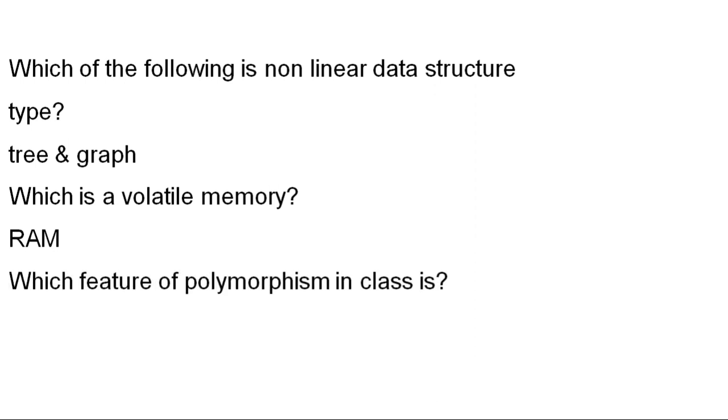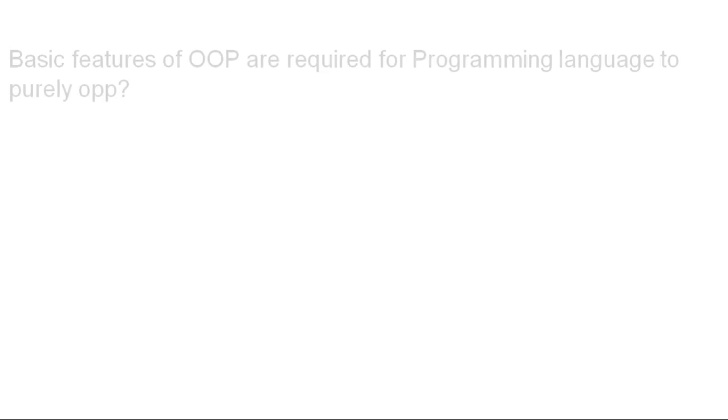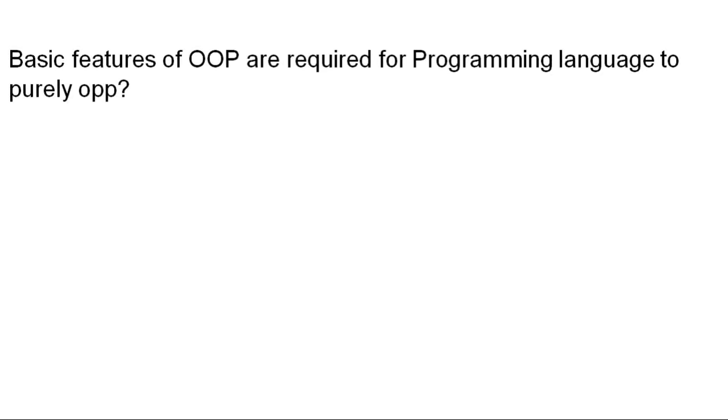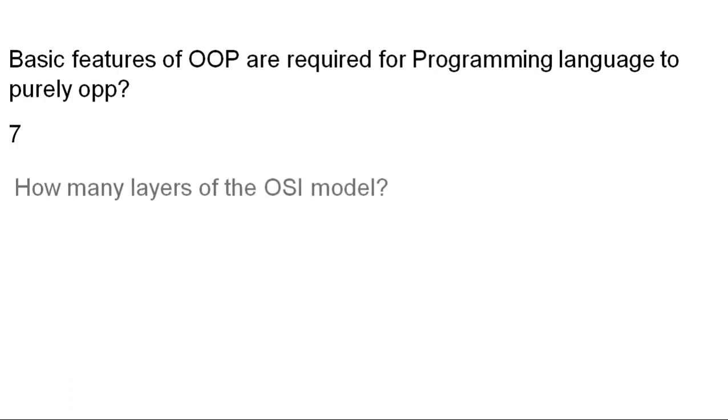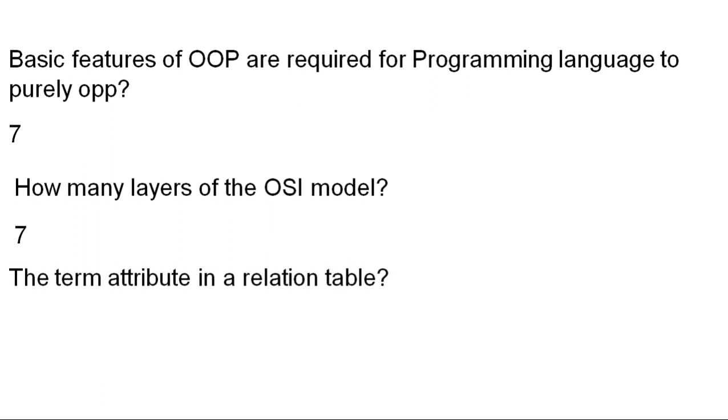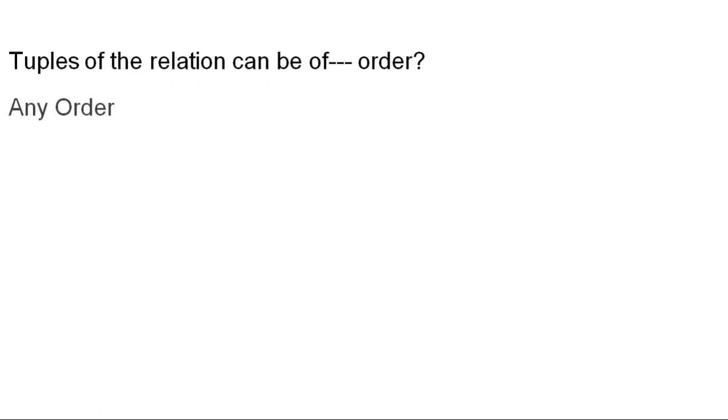Which feature of polymorphism in a class is used? Virtual function. How many basic features of OOP are required for a programming language to be purely OOP? 7. How many layers are in the OSI model? There are 7 layers in the OSI model. The term attribute in a relational table means column. Tuples of a relation can be of any order.